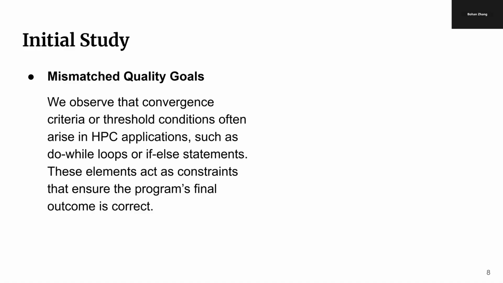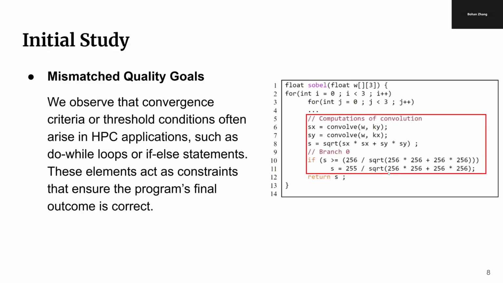The third root cause is called mismatched quality goals. Scientific code is full of convergence conditions and thresholds that guarantee physically valid results. The Sobel example on the right has one on line 10. It clamps a wire pixel into the legal range, 0 to 255 here. The baseline surrogates have no idea this constraint exists.